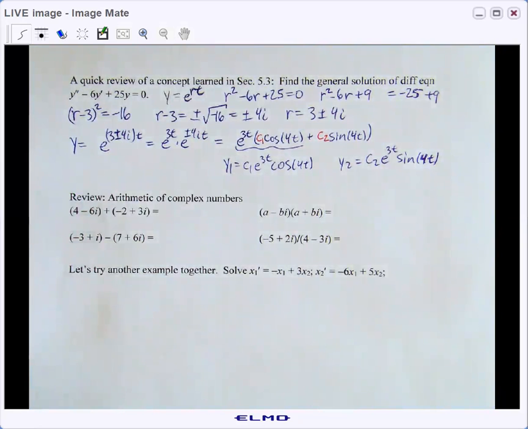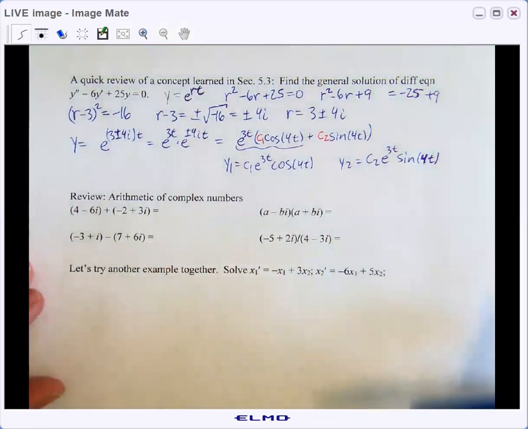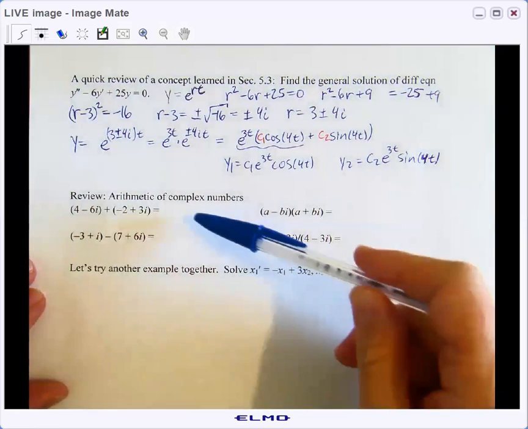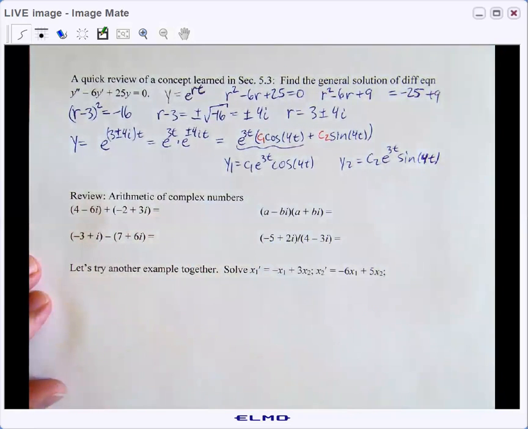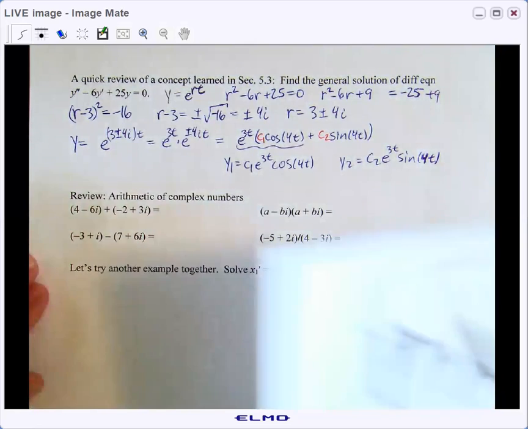Next up, before we go to our final problem for the section, I want to have you review some complex number arithmetic. So solve these arithmetic problems with complex numbers, and then we'll come back together and see what you did.